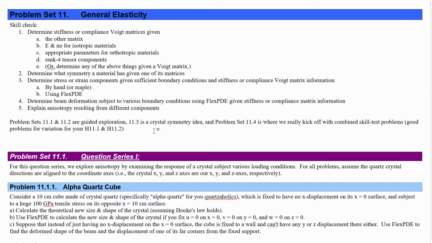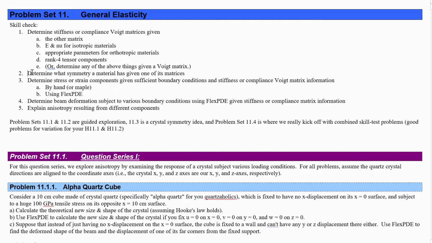In general, the concept questions that you can do with this topic are listed at the start of this problem set, which are: be able to determine stiffness or compliance Voigt matrices given either the other matrix or the E and nu components and told that it's isotropic, or information to determine that it's isotropic, like maybe it has no crystal structure, or it's like a glass or something, that's going to be isotropic. Or given appropriate parameters for orthotropic materials, so you're told it's orthotropic and given the right parameters, figure out the stiffness and compliance matrices, or given the rank 4 tensor component, so not even in the Voigt notation, but convert it to Voigt notation. Or perhaps determine any of these above things given one of the matrices in Voigt notation.